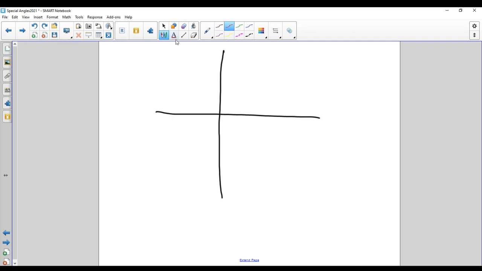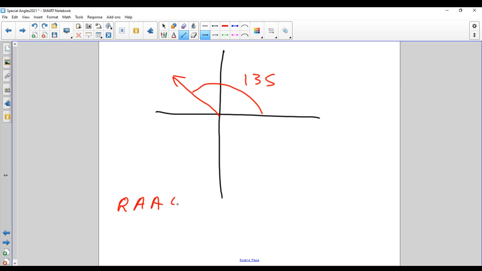I put that arrow in like I did the last time. From here to here is 135 degrees. But I need my RAA now. And my RAA is how far am I from the closest x-axis. Go ahead, Abel. 45 degrees. So my RAA is 45 degrees.